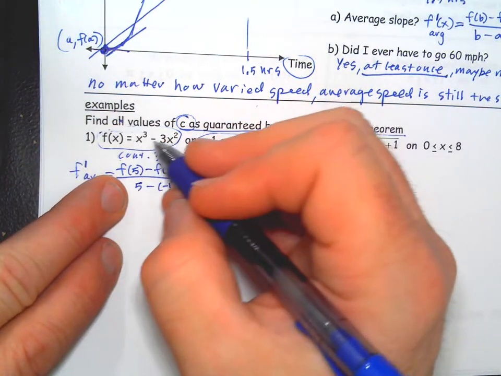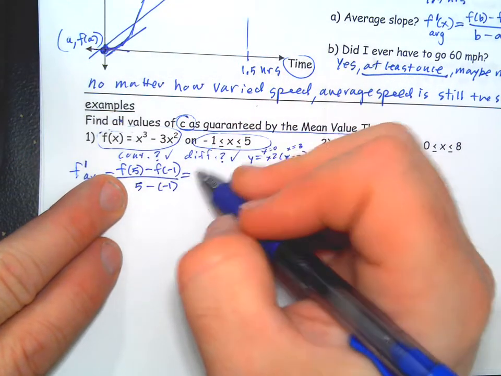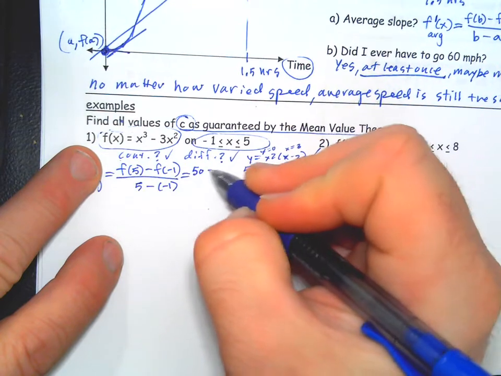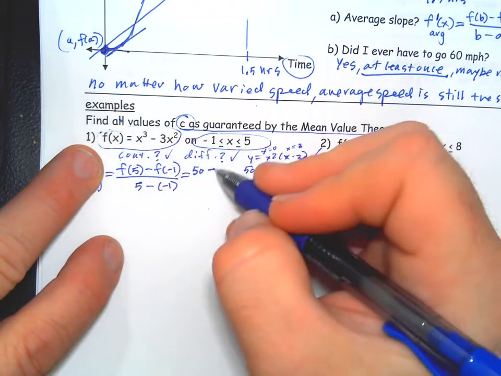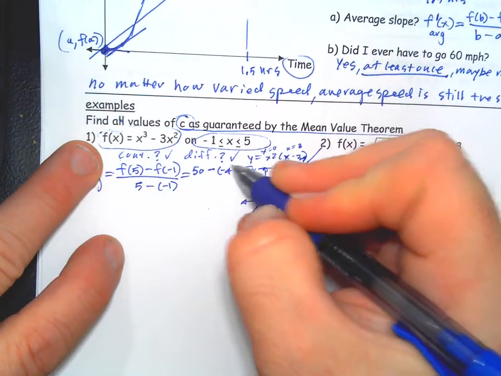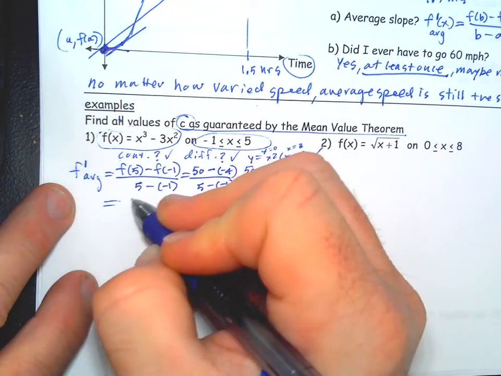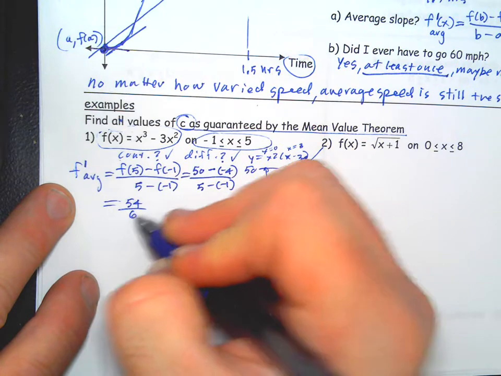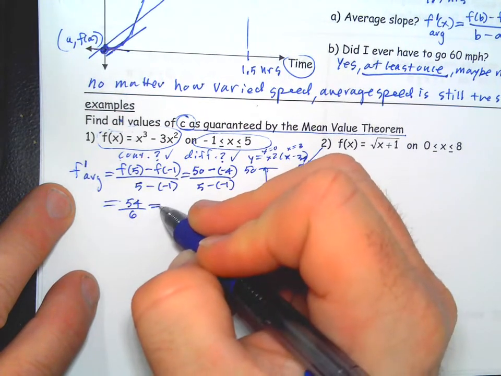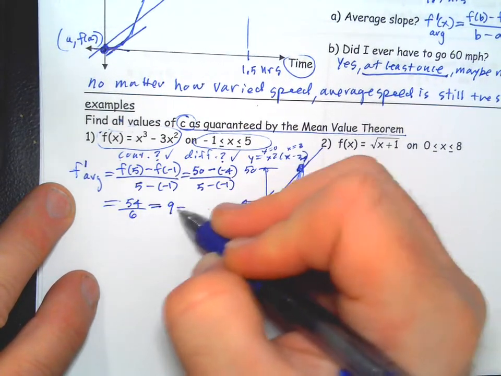We plug 5 in here, it's 125 minus 75 is 50. Plug -1 in, it's -1 minus 3 is -4. 5 minus -1, show your work. 54 over 6 equals 9. So this is your f prime average.